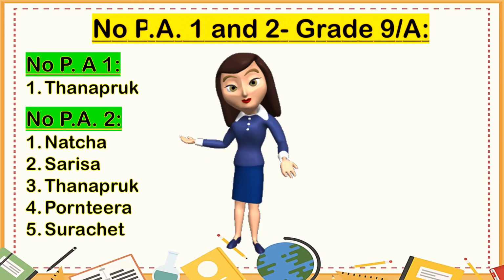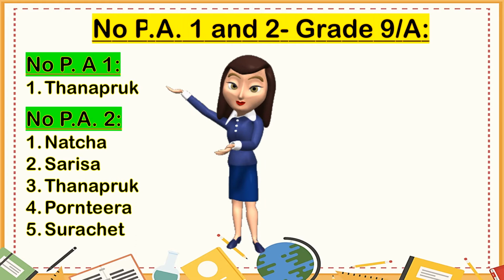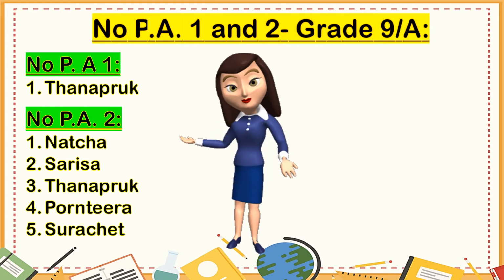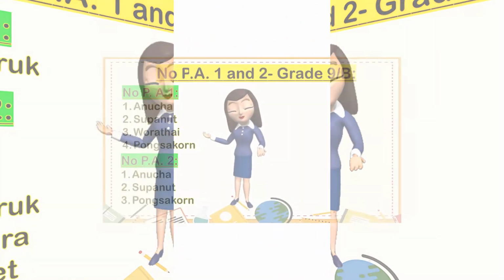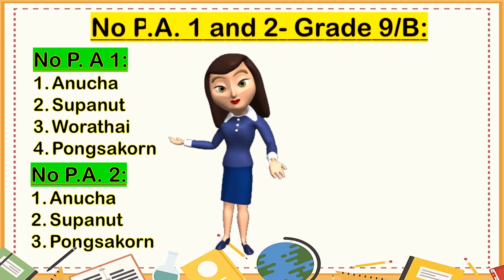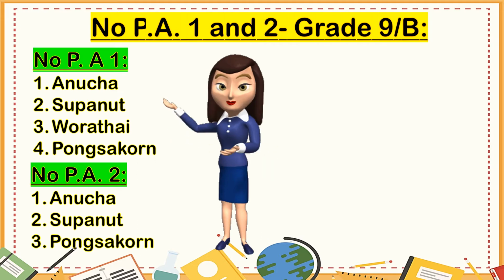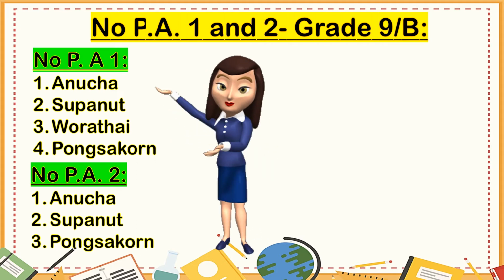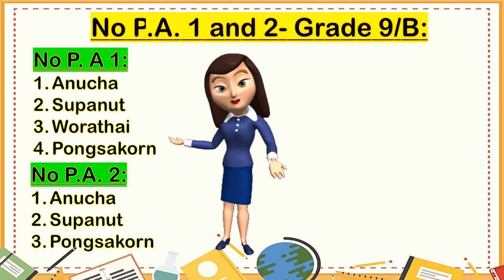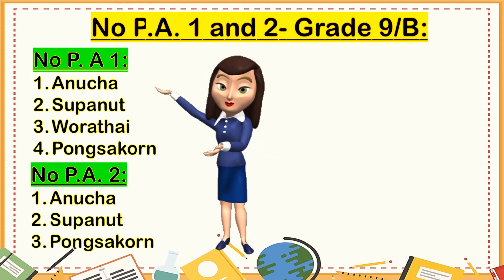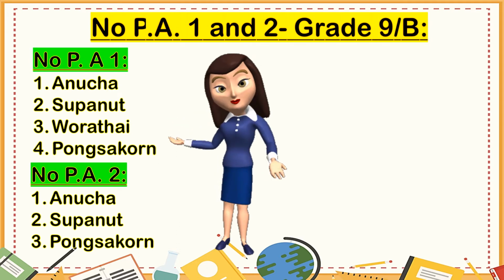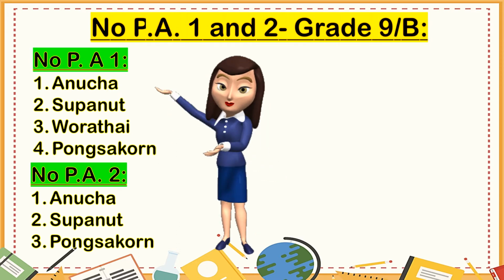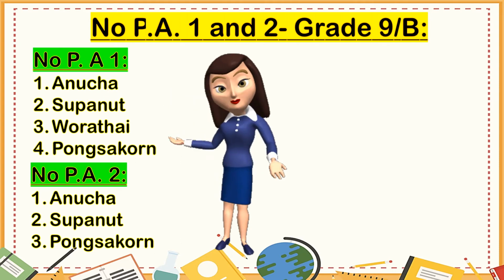Okay class, these are the names of students who did not do PA1 and PA2 yet. If your names are here, then please do it as soon as you can. Okay class, again, please take a look at this because if your names are here, meaning to say you did not do PA1 and PA2 yet, and so you have to do it now as soon as you can before our midterm exam because this will be graded 10 points for PA1, 10 points for PA2, so you will lose 20 points if you're not going to do this.